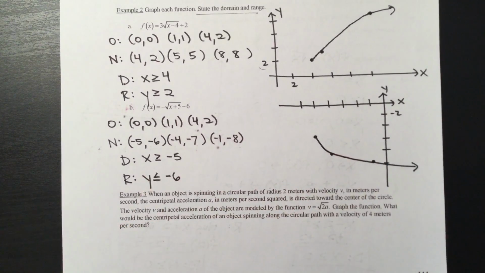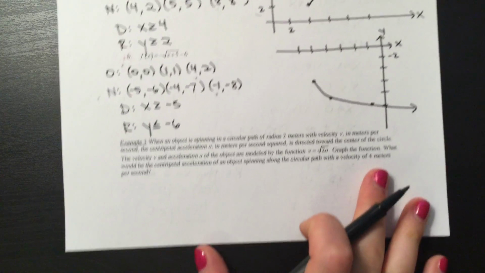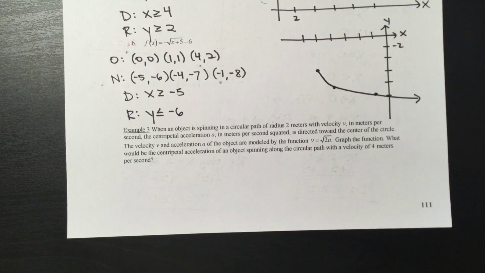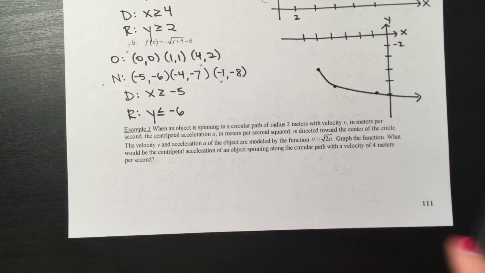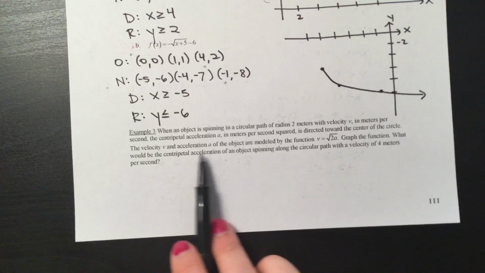Okay, so there's the graph, there's my domain and range. We're going to look at this one really quickly. It's like a little story problem. We've got an object spinning in a circular path. The velocity is given in meters per second. Acceleration is given in meters per second squared. And so here's the function right here.